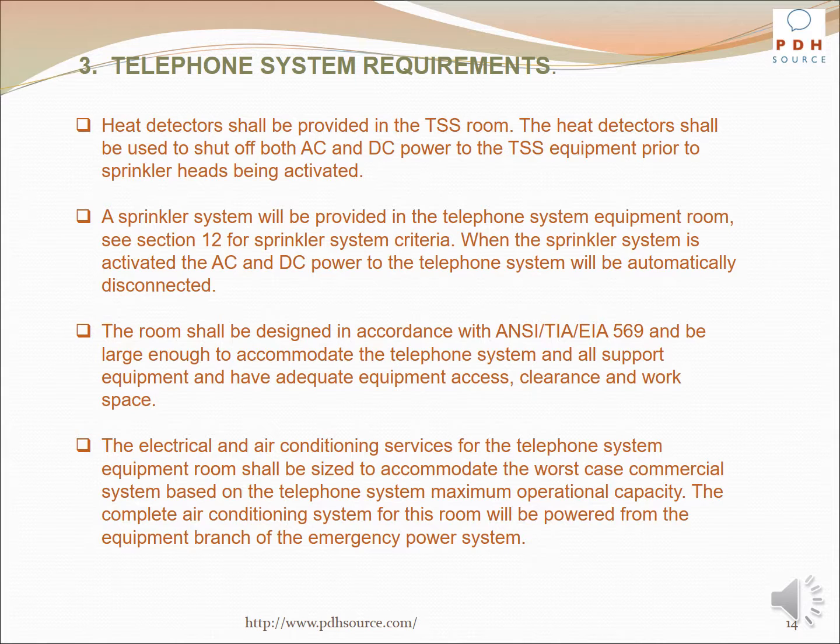The room shall be designed in accordance with ANSI 569 and be large enough to accommodate the telephone system and all support equipment, and have adequate equipment access, clearance, and workspace. The electrical and air conditioning services for the telephone system equipment room shall be sized to accommodate the worst-case commercial system based on the telephone system maximum operational capacity. The complete air conditioning system for this room will be powered from the equipment branch of the emergency power system.